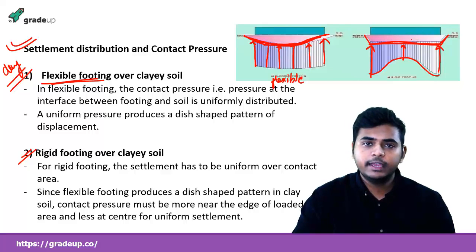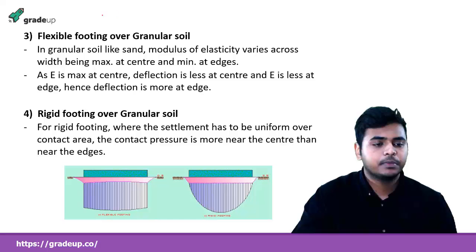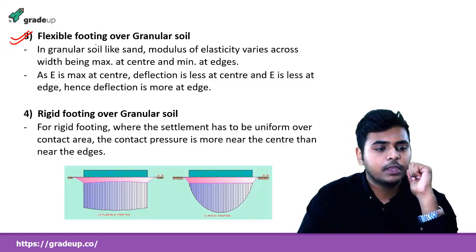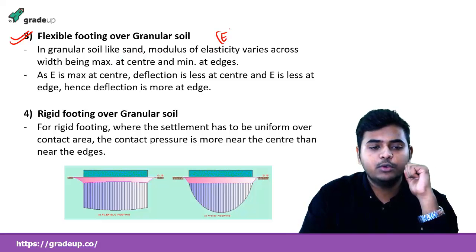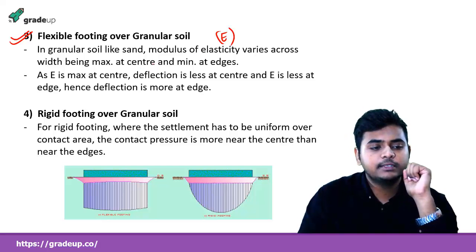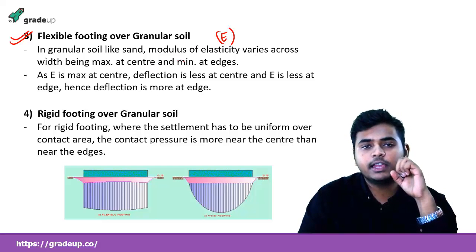Now this was for clay. Now we will come to sand. Flexible footing over granular soil, that is sand. In granular soil like sand, the modulus of elasticity, that is the E value, varies across the contact area, that is the width. It is maximum at the center and minimum at the edges.